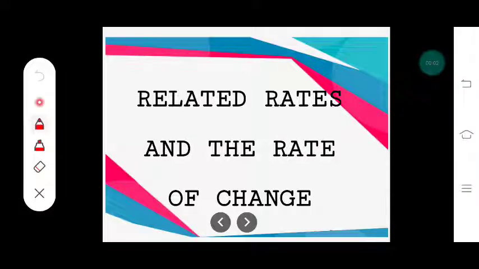Okay, for today's lesson, we will be discussing related rates and rate of change and answering some word problems, that is, the application of derivatives. So, when we do differentiation with respect to time, this is one thing that we need to remember.